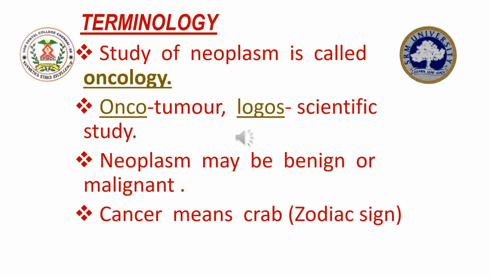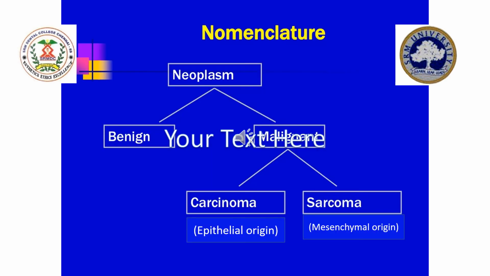In neoplasia, that is the study of cancer, we will come across various terminologies which you should be well versed with. The study of neoplasm is called oncology: onco means tumor, and logos is scientific study. Neoplasm can be of two types, malignant and benign. As you can see here, neoplasm is divided into benign and malignant. Malignant is further divided into carcinoma and sarcoma. Carcinoma is of epithelial origin, and sarcoma is of mesenchymal origin.